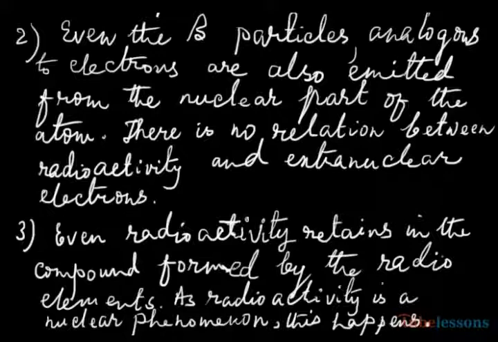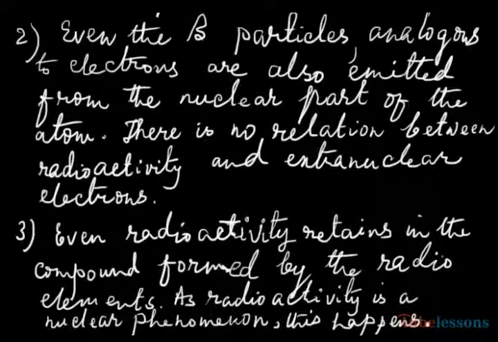And again we can say that due to radioactive emissions, the atomic number of the element is changed and a new element is formed. In case of electronic properties, no new element is formed from one element. After radioactive emission, a new element is formed. Atomic number is changed as it is a nuclear phenomenon. So these are the arguments behind the point that radioactivity is a nuclear phenomenon.